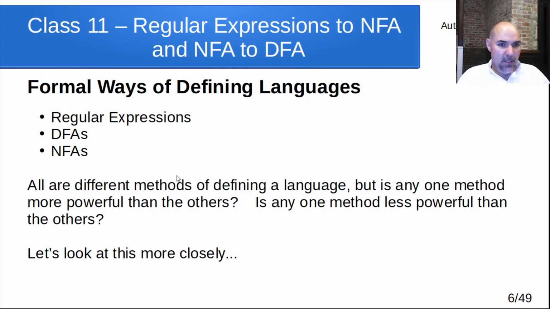Now, we've seen these three ways of defining languages: regular expressions, DFAs, and NFAs, and all work differently. They have different sets of rules. They function differently. These second two are machines that also act as acceptors. The first one, regular expressions, is more like an algebraic expression form of representing languages. And the question was, is any one method more powerful than the others, and is any one method less powerful than the others? We're going to look more closely at that, and as we're going to find out, the answer is no.